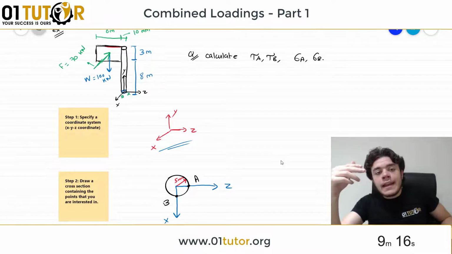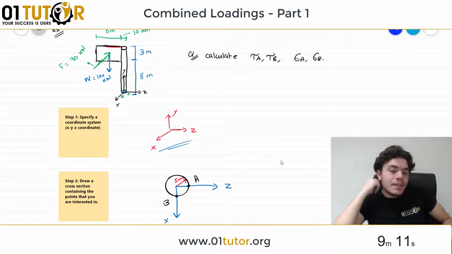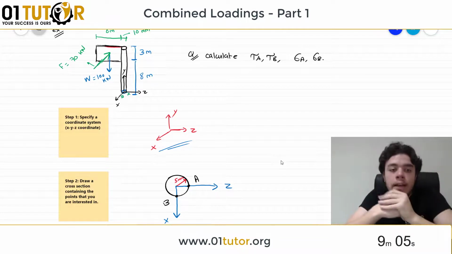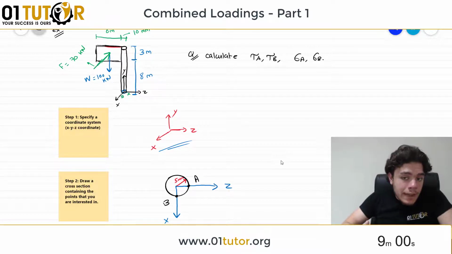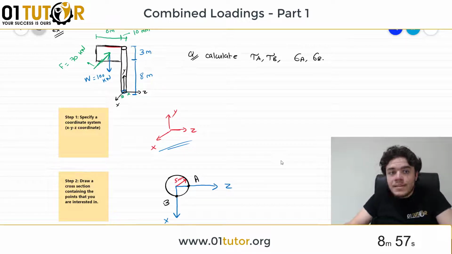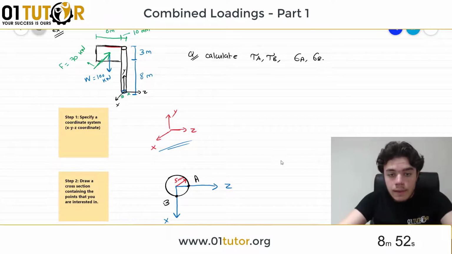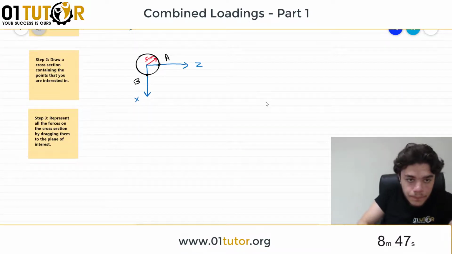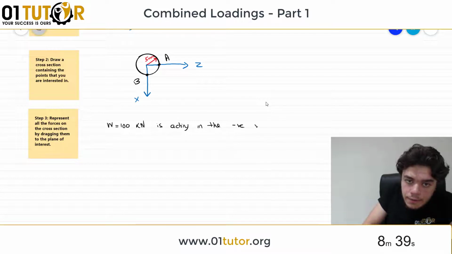The force of 100 kilonewtons, which is coming from the weight, in which direction is it acting? Z direction, X direction, Y direction? It's acting in the Y direction, right? And is it acting in the positive Y direction or in the negative Y direction? Obviously, it's acting in the negative Y direction. That's how you think. So W equals 100 kilonewtons is acting in the negative Y direction.